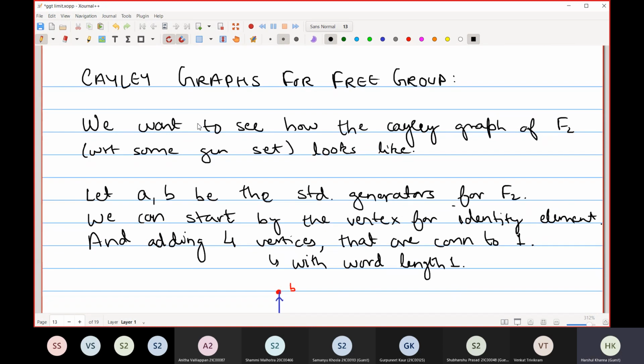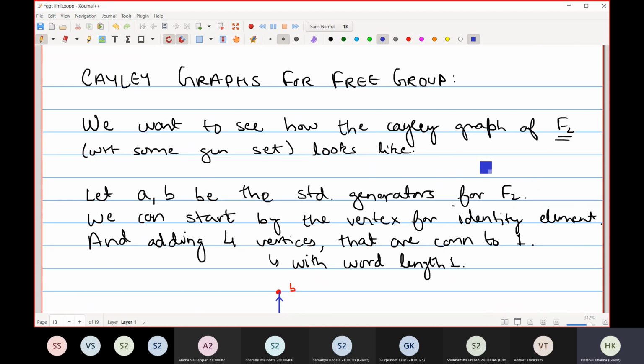So we want to see what the Cayley graph of F2 looks like with respect to some generating set, and we let A and B be the two standard generators for F2. So how do we construct this? Let's start. First of all, we have the identity element, and since there are two generators, let me just draw it. Just a second.